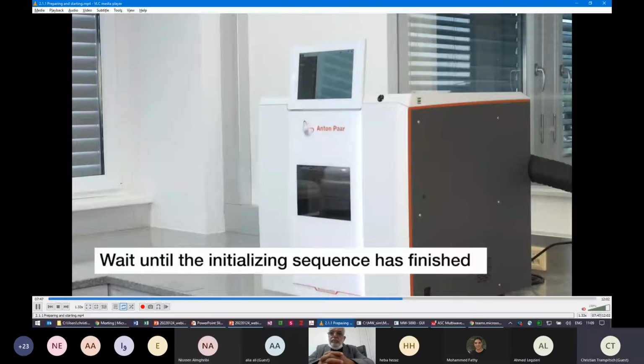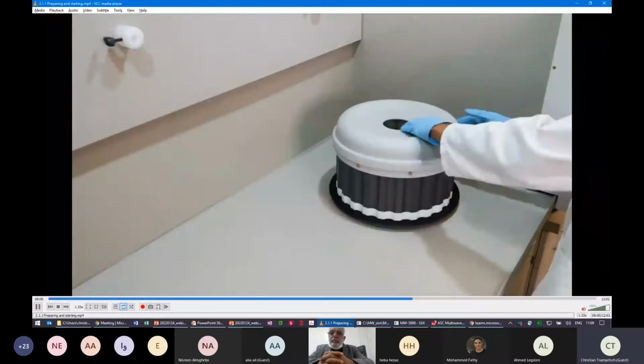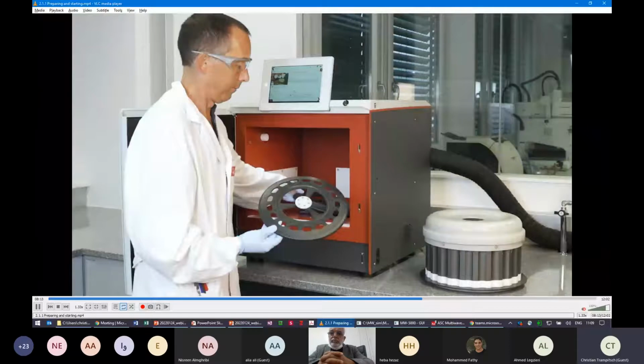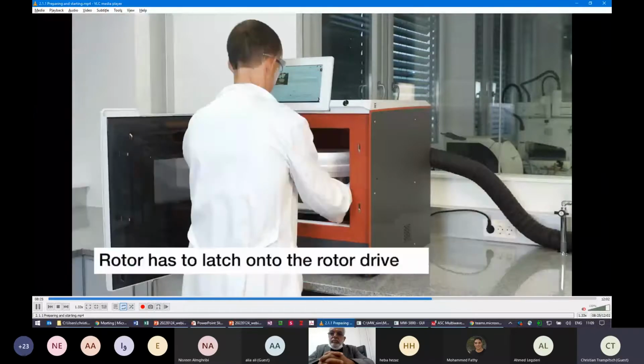With the rotor 41, I think we can skip that. We use the same procedure, but we have to change the turntable. There's a different turntable, but that's a detail for now. We have the standard turntable and the special one for this, but it's delivered. So you put the rotor inside and that's it. The 41-position rotor, of course, has a higher weight. It's a little bit more heavy.